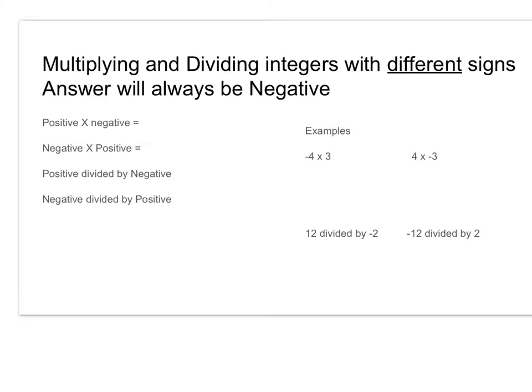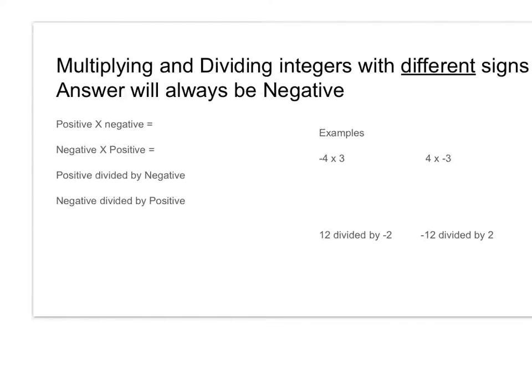When you're multiplying and dividing integers with different signs, your answer will always be negative. So when you have a positive times a negative, it's going to be negative. When you have a negative times a positive, it's going to be negative. When you have a positive divided by a negative, it's going to equal a negative. And when you have a negative divided by a positive, it's going to equal a negative.